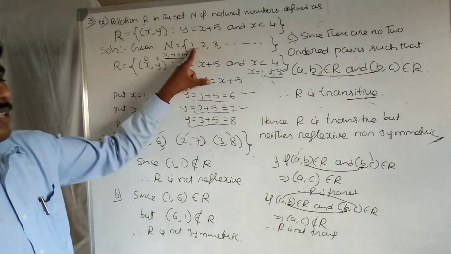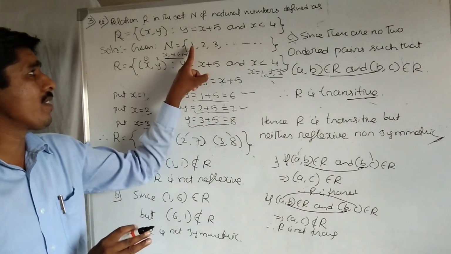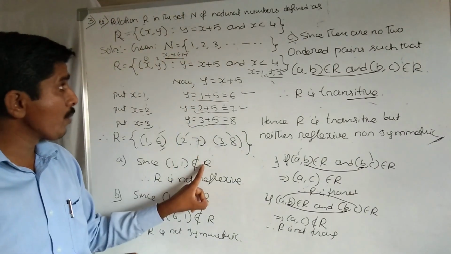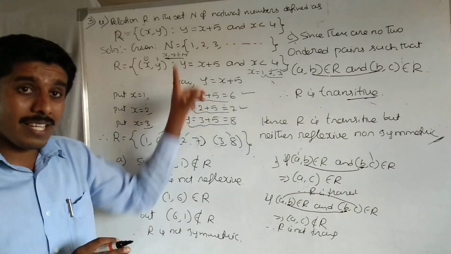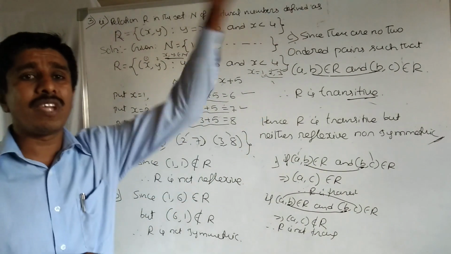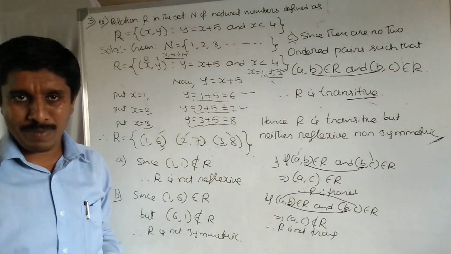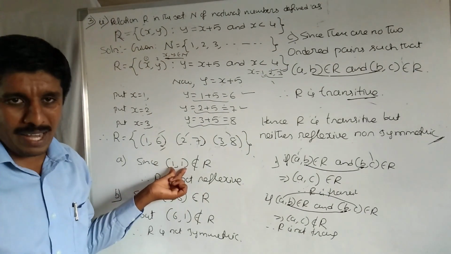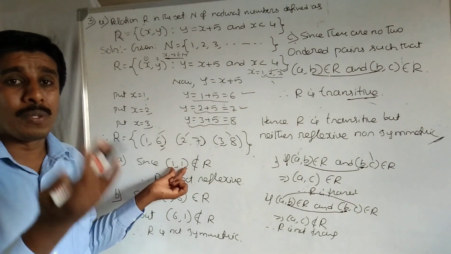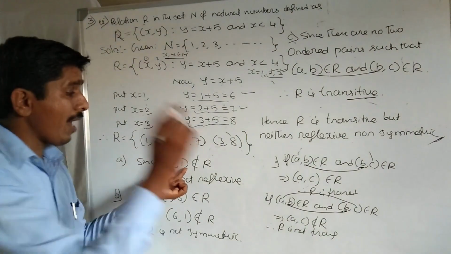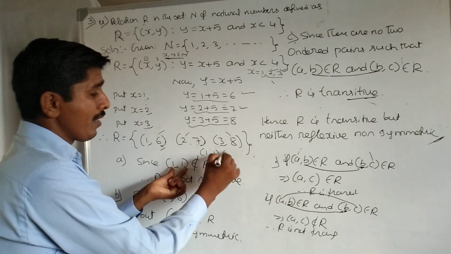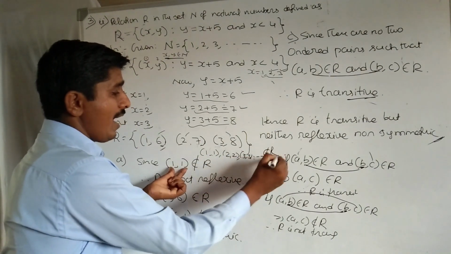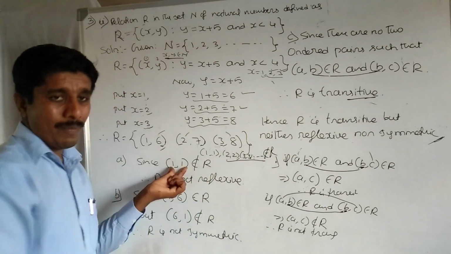When it is reflexive, it means every element of the set is related to itself. Here 1 belongs to A, (1,1) belongs to R, 2 belongs to N, (2,2) belongs to R, 3 belongs to N, (3,3) belongs to R, and so on up to infinite natural numbers, then we say that it is reflexive. Or you can give a simple one. Since (1,1) does not belong to R. Or you can give (1,1), (2,2), (3,3), and so on, do not belong to the relation. Therefore, it is not reflexive.